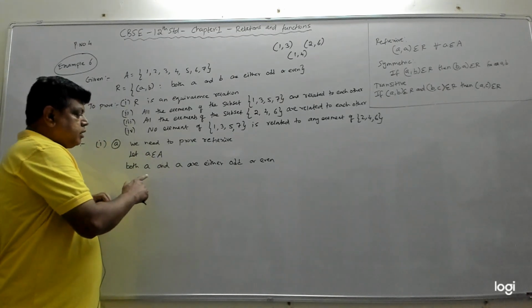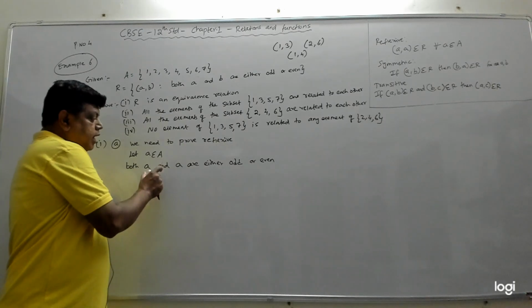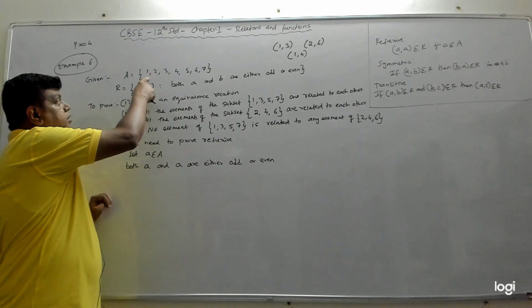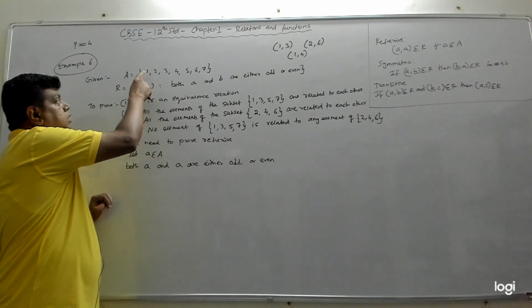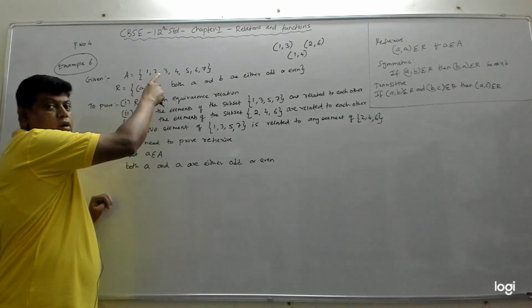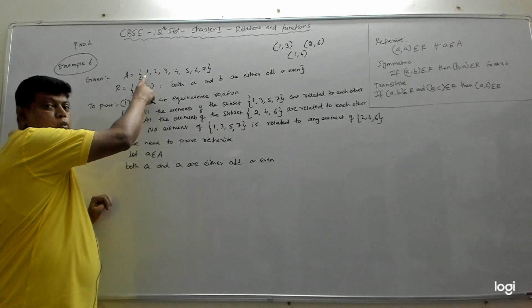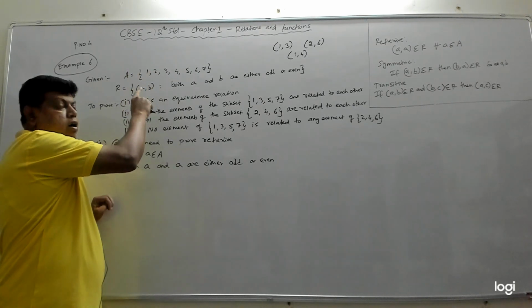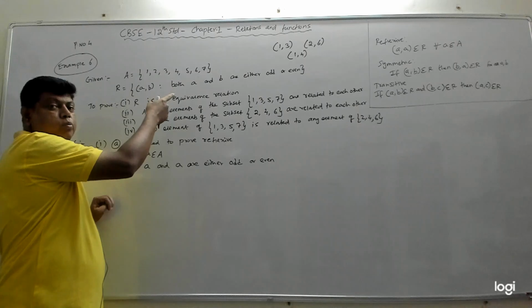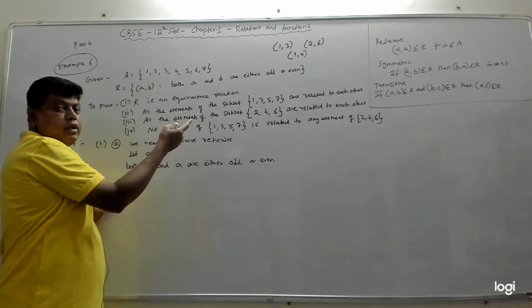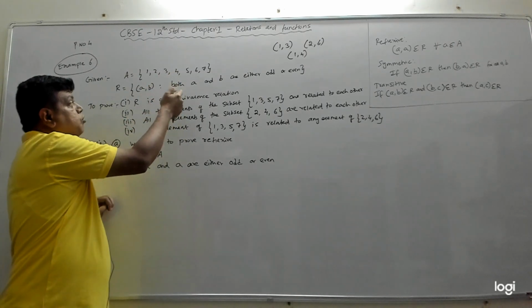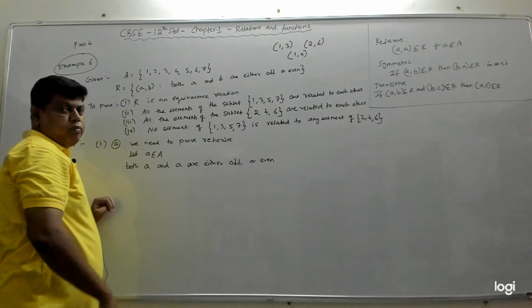So which means it is one single number, a and a, and it will be there in this A cross A, (1, 1), (2, 2), (3, 3), all these elements. It denotes all these elements. So if I take (1, 1), 1 and 1 are both odd. If I take (2, 2), 2 and 2 are both even. If I take 3, (3, 3) should be in R. If I take 4, (4, 4) should be in R. That's what we are going to prove.